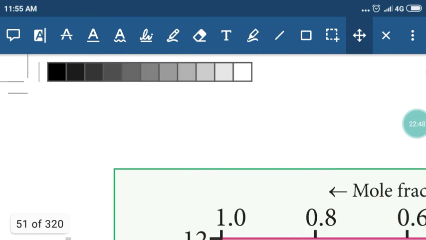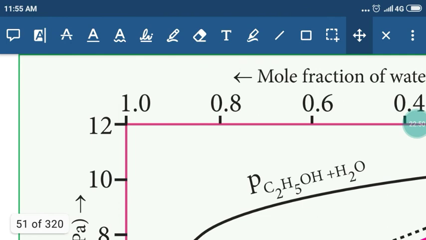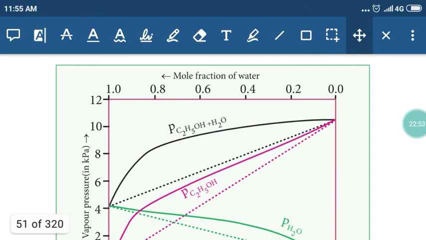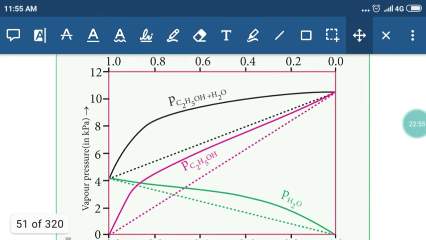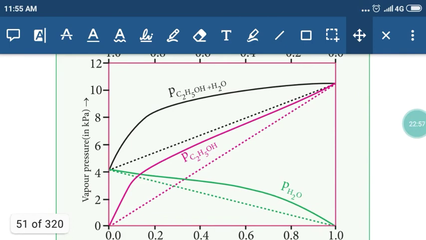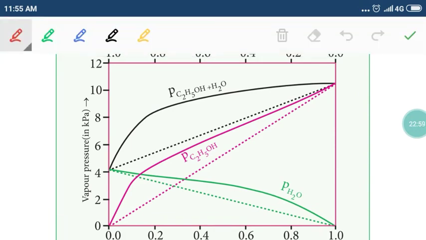The graph is given for that. When we draw a graph between mole fraction and the vapor pressure, you can see the deviation. This is the vapor pressure of solvent water, the vapor pressure of solute ethanol, and this is the vapor pressure of the solution, which will have a larger value. So when we draw a graph between vapor pressure and the mole fraction, we will have positive deviation for this non-ideal solution.